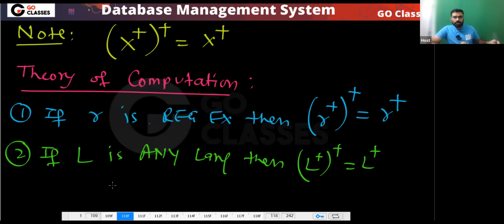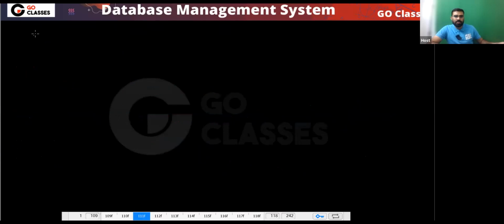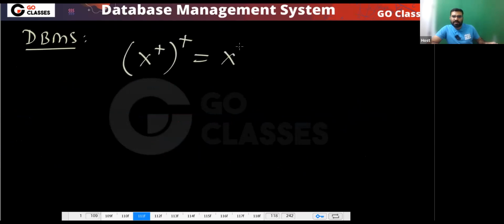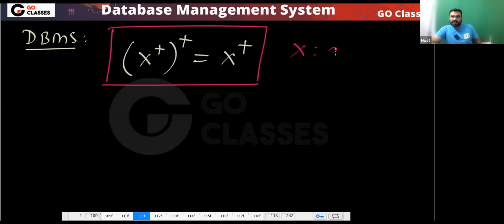So in the theory of computation, this happens. And the same thing happens in the DBMS. In the DBMS, you can say that if you have any set of attributes X, then the closure of X closure will be equal to X closure. Correct? Here X is any set of attributes.